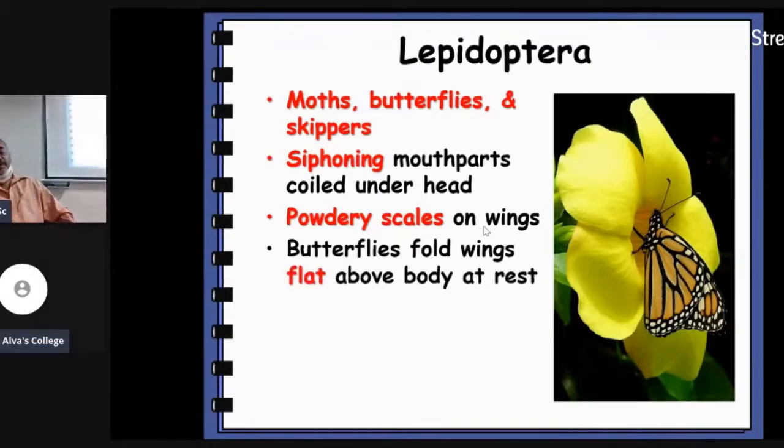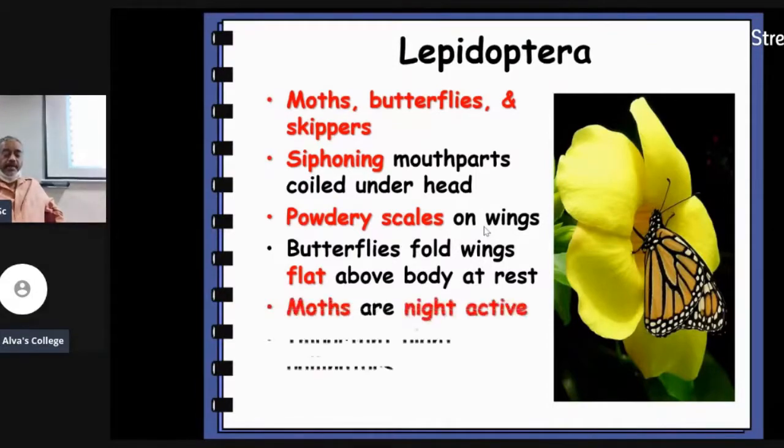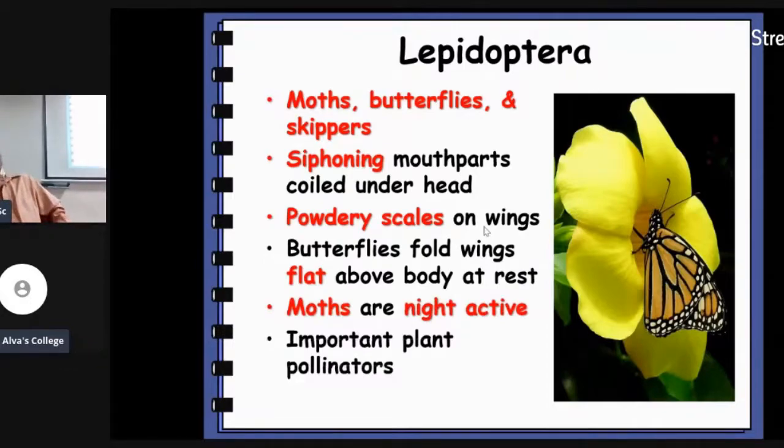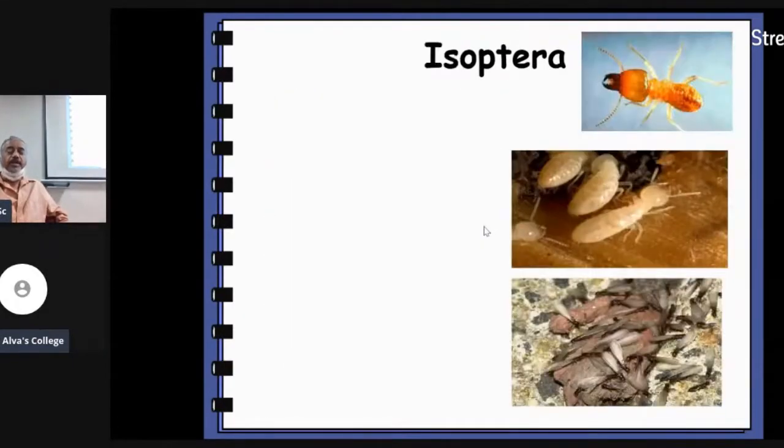Butterflies fold their wings flat above the body at rest. The moths are mostly nocturnal in nature, and they are important plant pollinators, and of course they are also economically important because they damage agriculture and horticultural products.